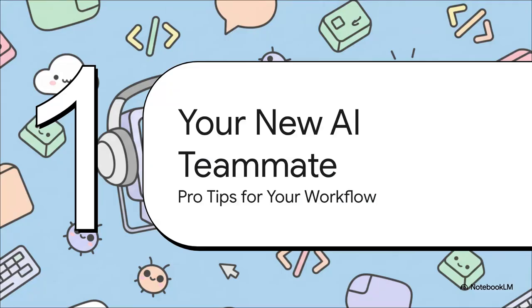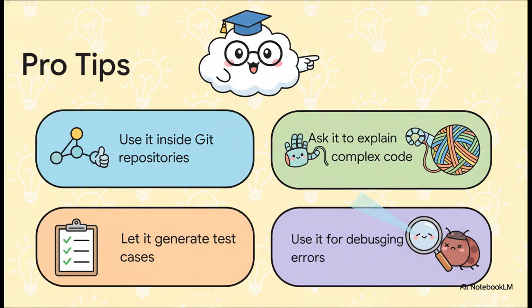Okay, so let's think beyond just single commands now. To really get the most out of this tool, you need to start thinking about how to weave it into your daily workflow. So here are a few pro tips to help you do just that. For the absolute best results, always run it from inside a Git repository. It uses the context of your entire project to give you way more relevant and accurate answers. Use it to untangle complex code, or even ask it to generate test cases for your functions. Oh, and it's an absolute powerhouse for debugging error messages.